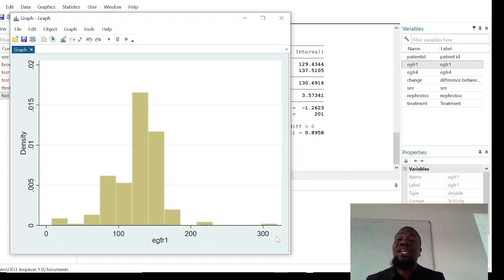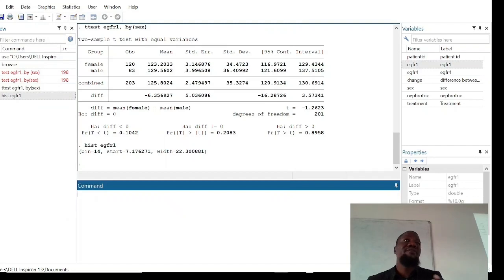This is not an objective way of doing it, because one could choose to see a normal distribution where there is no normal distribution. Therefore, you have to use a statistical test to test the null hypothesis that the distribution of the variable does not deviate from the normal distribution. That is the Shapiro-Wilk test. There are a number of them, as I had already mentioned, but the Shapiro-Wilk is an easy one. For the Shapiro-Wilk test, you say swilk EGFR1, and it will give you a p-value.